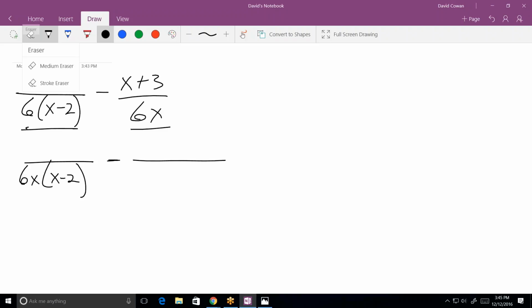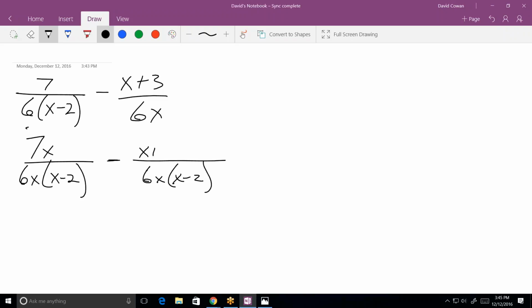Okay, so what goes in the numerator on the left? 7x. And on the right? So you're multiplying it by x times 2, so it's x plus 3 times x minus 2. Okay. Notice how easy it is. As opposed to if we actually multiplied that out on the bottom, it wouldn't be so easy to tell that we had the same thing. You see that? Yeah.